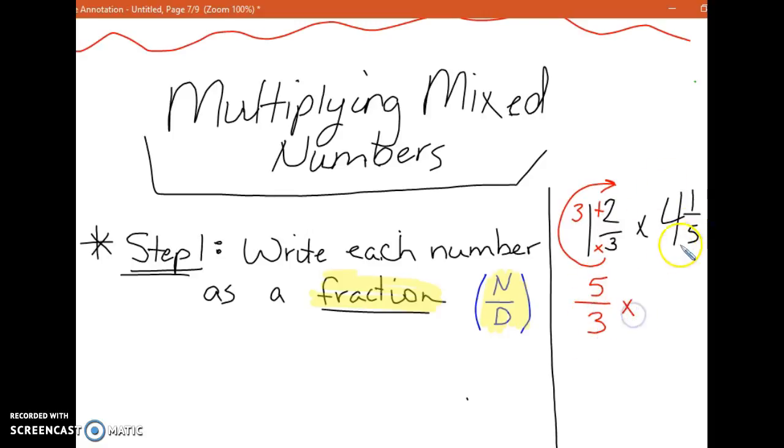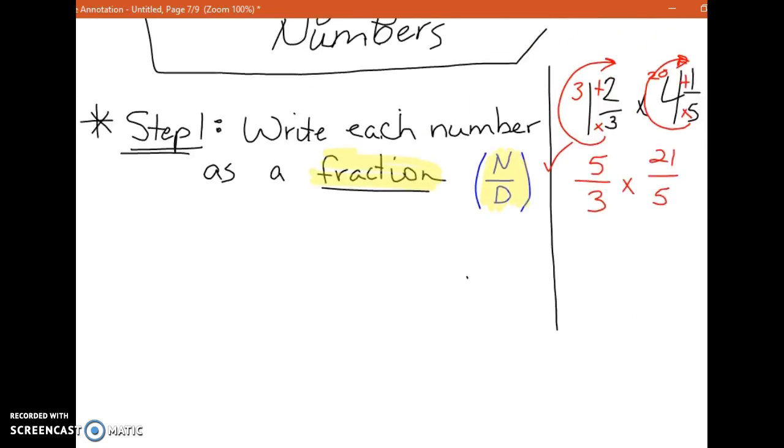And we'll do that to both of them because we need only fractions. So 5 times 4 is 20, plus 1 is 21 over 5. Okay? That is step 1. We are done with that.